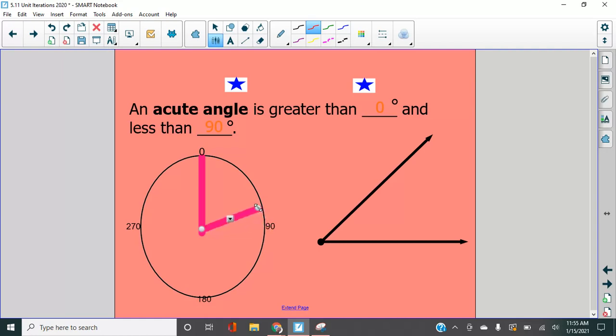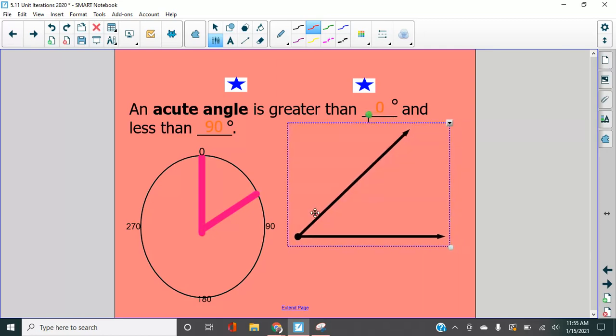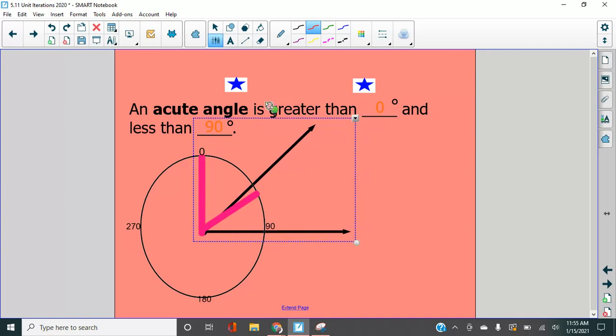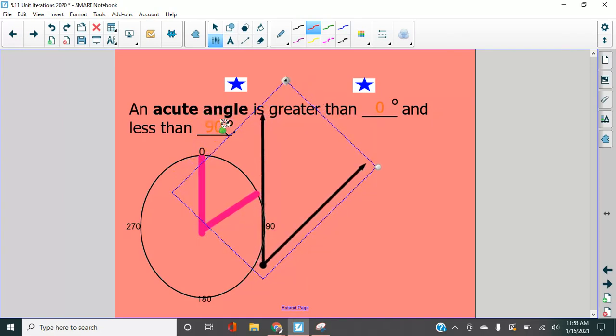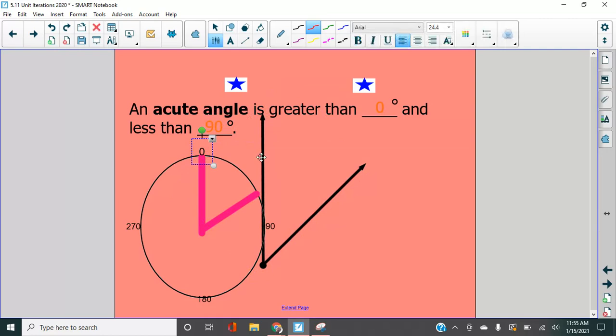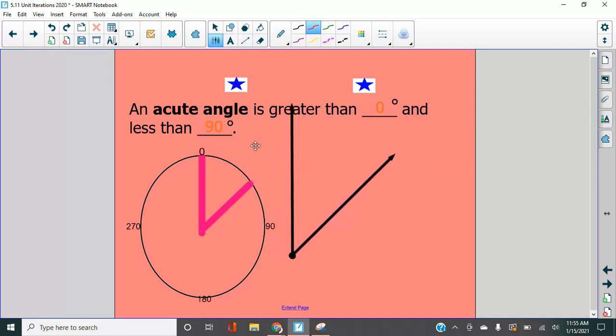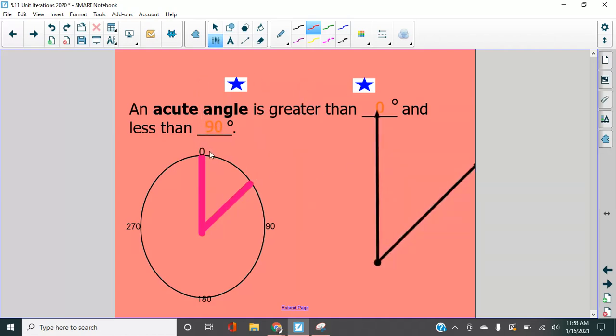So let's look. I'm going to try to make... See this right here? Let's see if we can bring that over here. We're going to look and see about how big that is. Well, we're going to put it up this way. See how I kind of did that here? So this is going to be more than 0, but less than 90. So I'm going to predict, so let's see, that's a little bit more than halfway. So I think this angle is 50 degrees. Do you agree? 50 degrees, right? So an acute angle is more than 0, but less than 90.